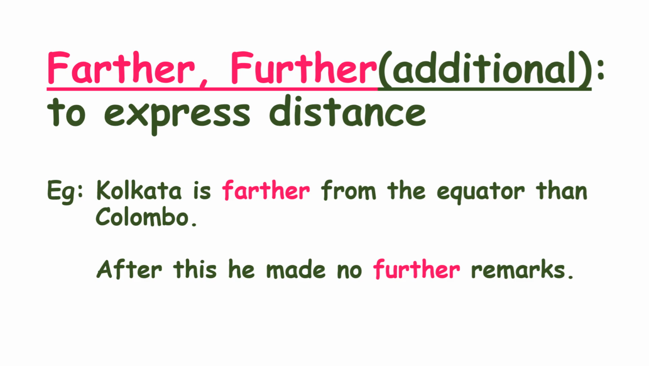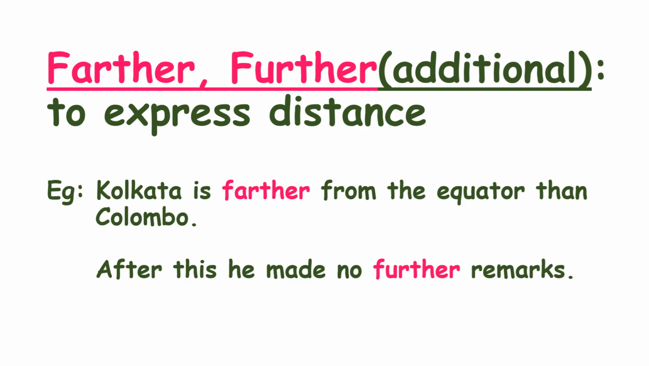Now, the next one is farther and further. Both farther and further are used to express distance. That you need to remember. They both are used to express distance. Further, not farther, is used to mean additional, and that is why I've written here in bracket: further also means in addition to or additional.